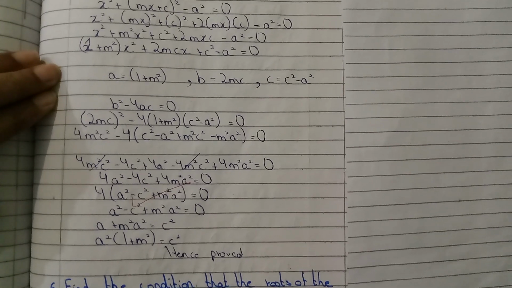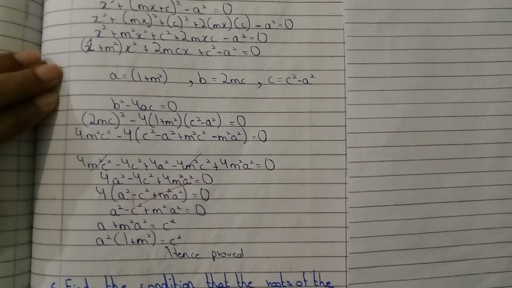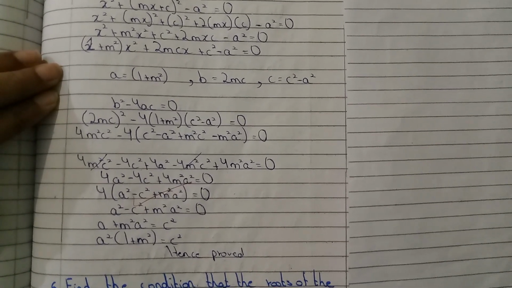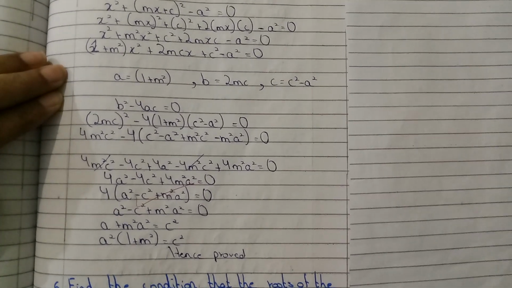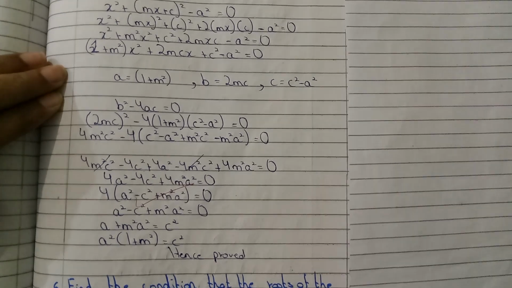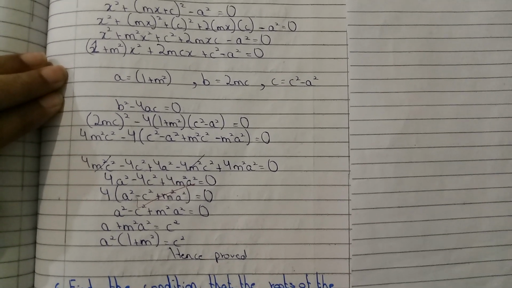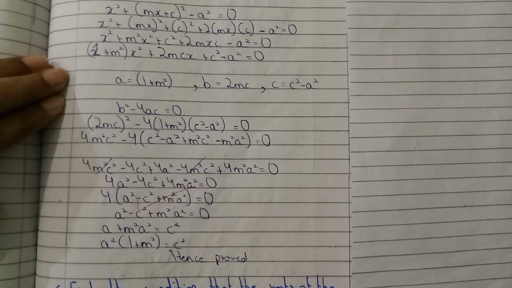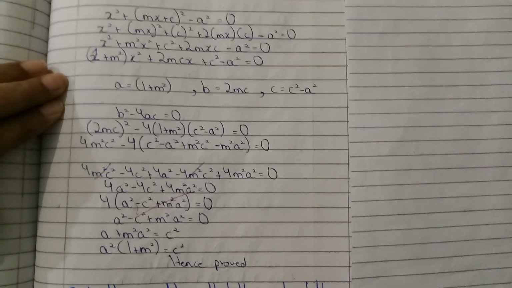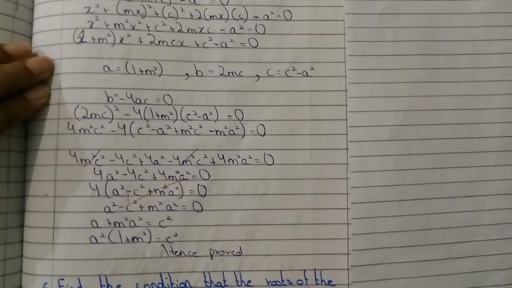By multiplying these two brackets we have got 4(c² − a² + m²c² − m²a²). After multiplying this bracket with 4 we have got the next equation, and we have the same values, 4m²c² both will be cancelled because the signs are opposite, and the remaining values are 4a² and 4c², minus plus 4m²a².